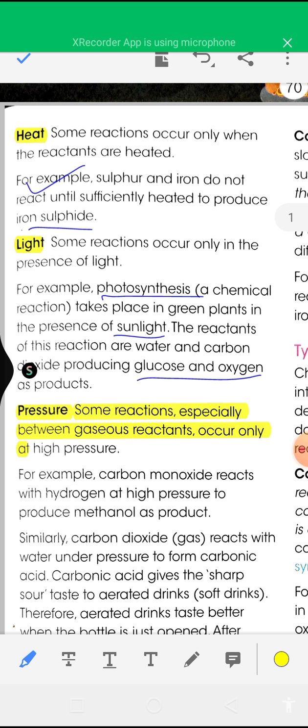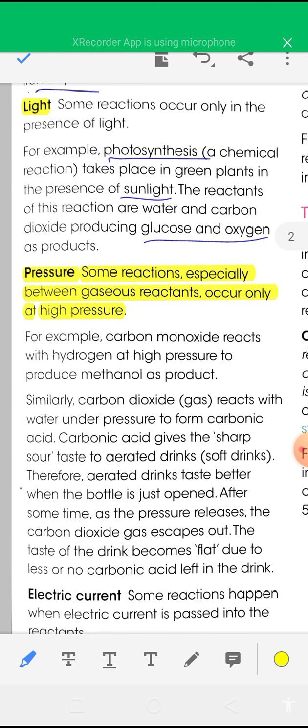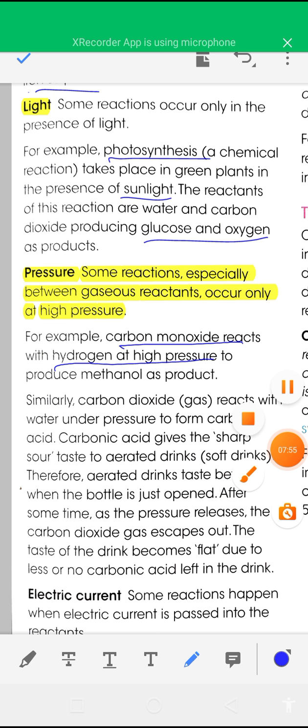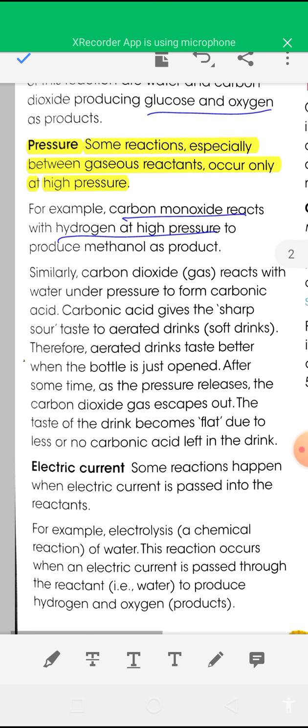Next condition for a chemical reaction is pressure. Some chemical reactions, especially between gaseous reactants, occur only at a high pressure. So pressure is also an important condition for a chemical reaction. For example, carbon monoxide reacts with hydrogen at very high pressure to produce methanol as the product.